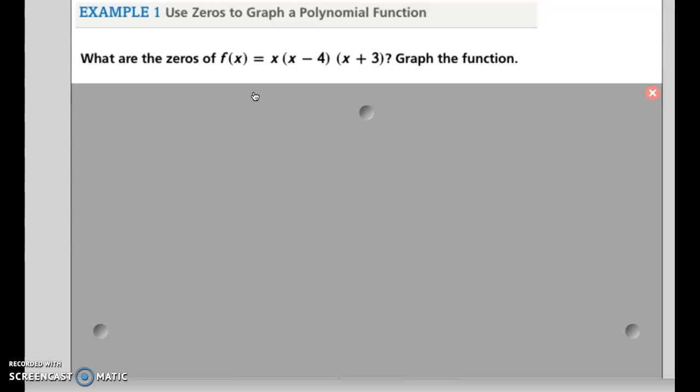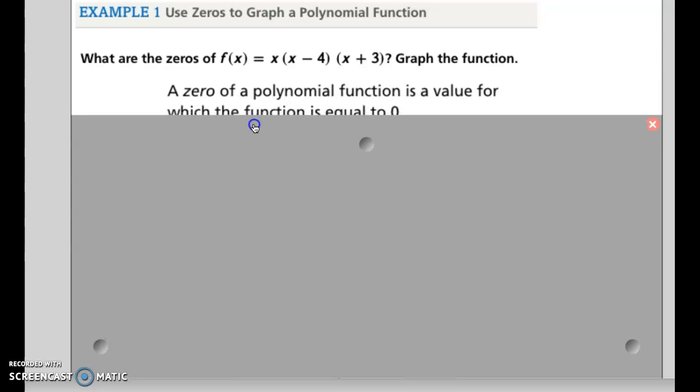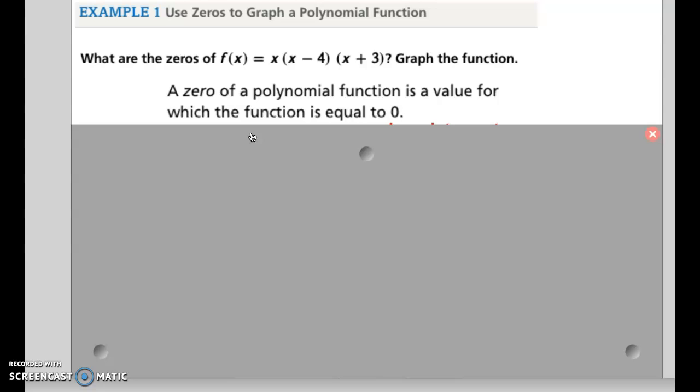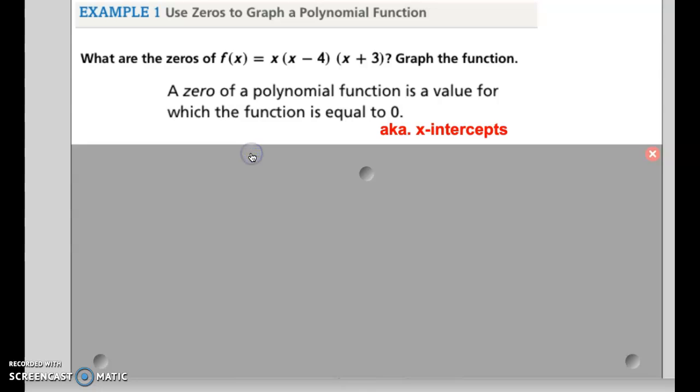Zeros of a function is another word for a vocab word that we've been already working with. So it says a zero of a polynomial function is a value for which the function is equal to 0. So a function is equal to 0 at the x-axis. So that's why zeros of a function are the same things as finding the x-intercepts.